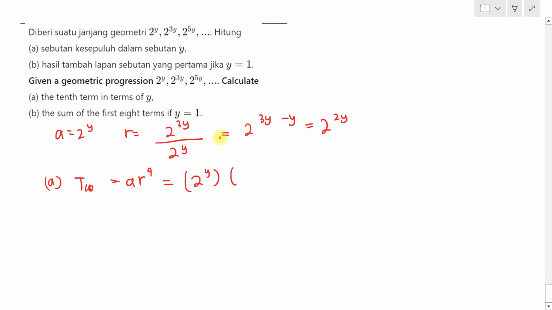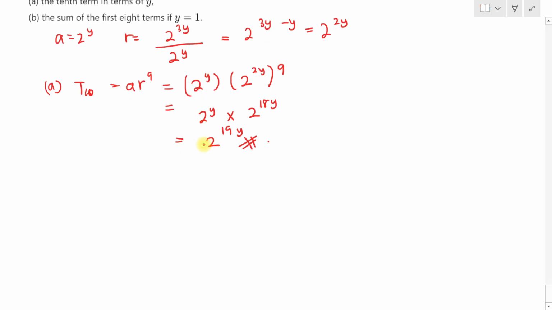The common ratio is 2^2y, and then power 9 some more. Oh, that takes long. Okay, never mind. 2^2y, then this power and power can multiply, 18y, and then you mix up. You add on, 2^19y. Okay.